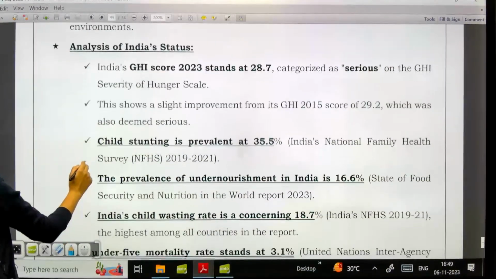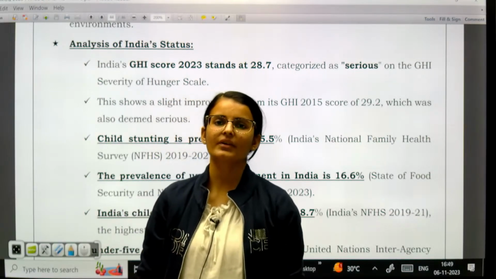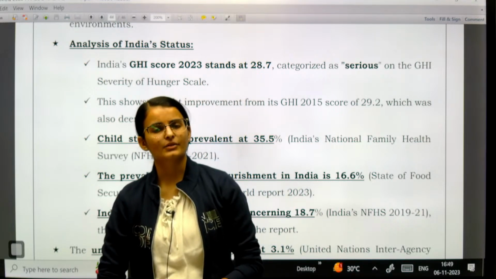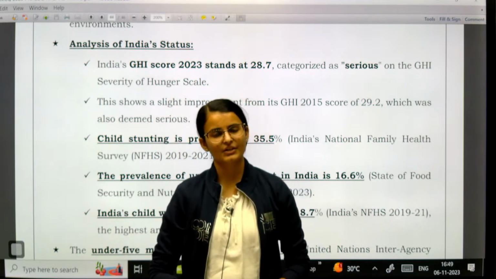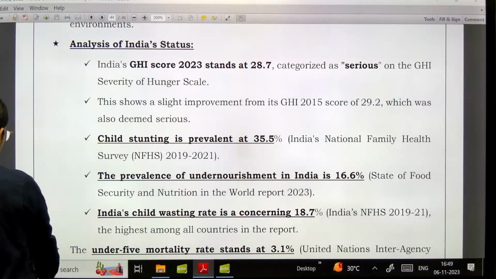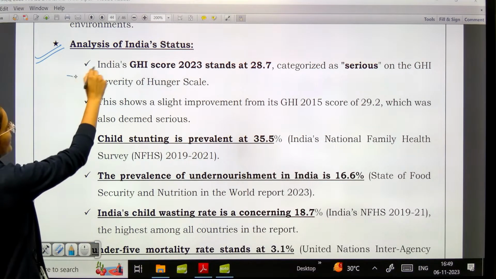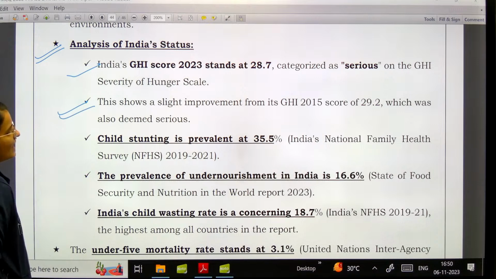Now what is the status of India? So India was saying on the international platform that the method of calculating the GHI score for India by Welthungerhilfe is not appropriate, and there is a mismatch between the data provided by the National Family Health Survey of India and the data provided by the Global Hunger Index, okay. So that's why it was in the news. As per GHI, the score is 28.7. Serious hunger is there. This shows a slight improvement from GHI 2015. In 2015, the score was 29.2.